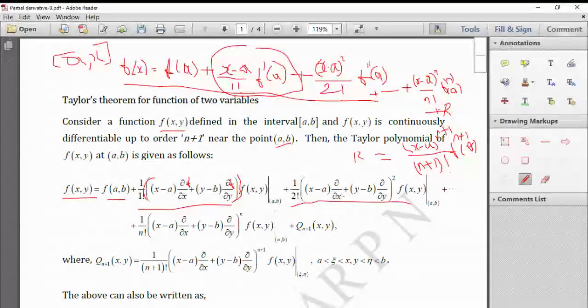Plus 2 into x minus a into y minus b into dou square by dou x dou y, plus y minus b whole square into dou square by dou y square, at f of xy at a comma b. You'll see the expansion of this in the next line.